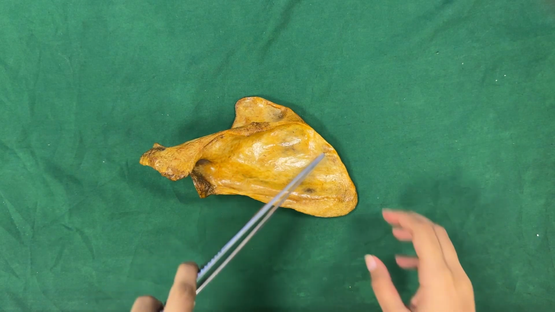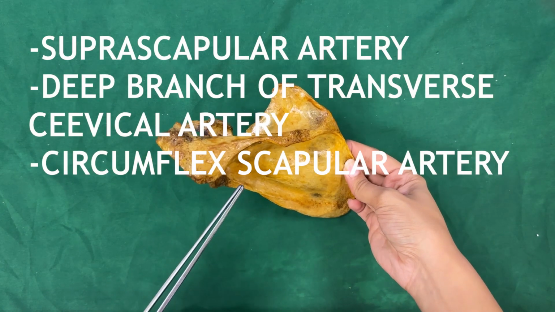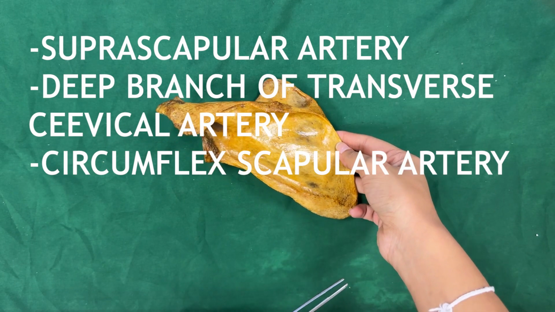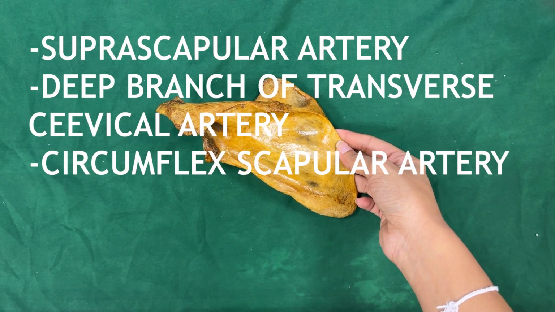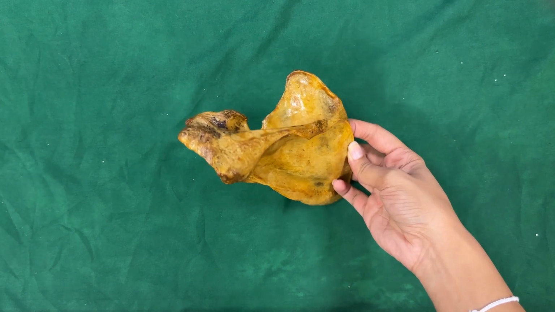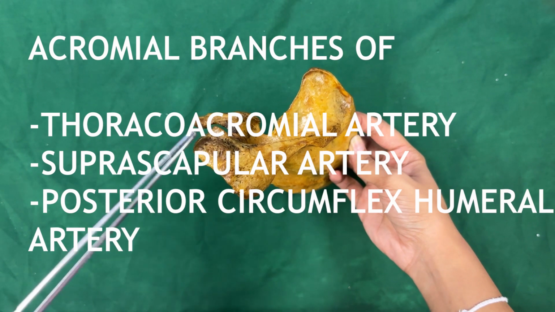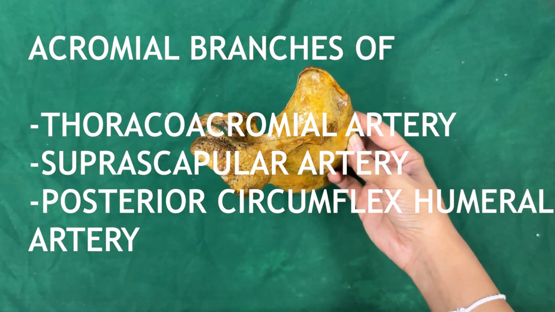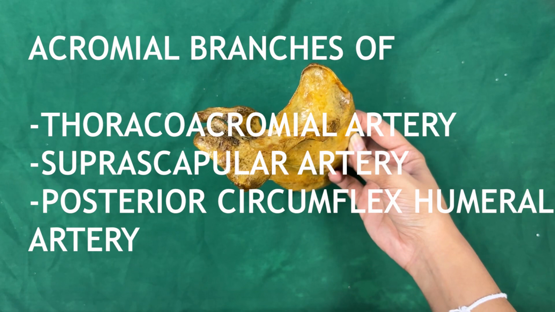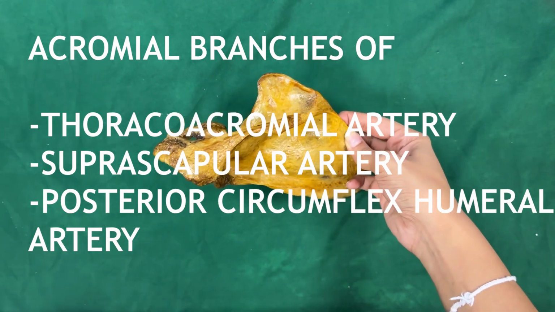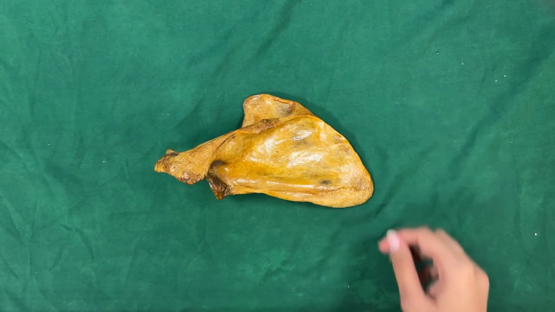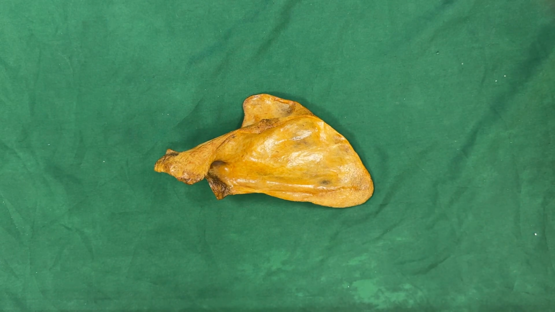One around the body of the scapula, made by the suprascapular artery, deep branch of transverse cervical artery, and the circumflex scapular artery. The other is over the acromion process by the acromial branches of thoracoacromial, suprascapular, and posterior circumflex humeral arteries. These anastomoses help in collateral circulation when there is a blockage between the first part of the subclavian artery and the third part of the axillary artery.